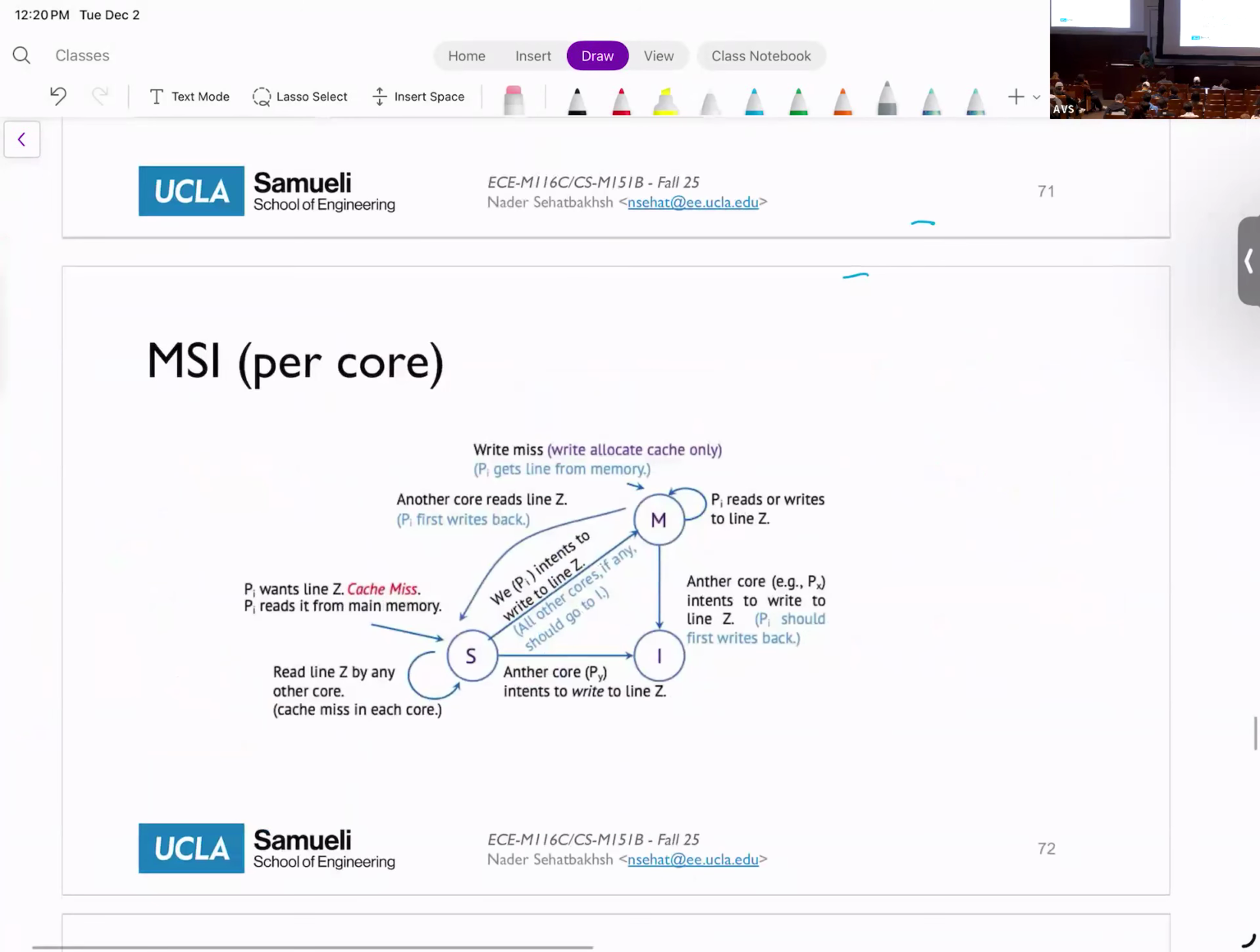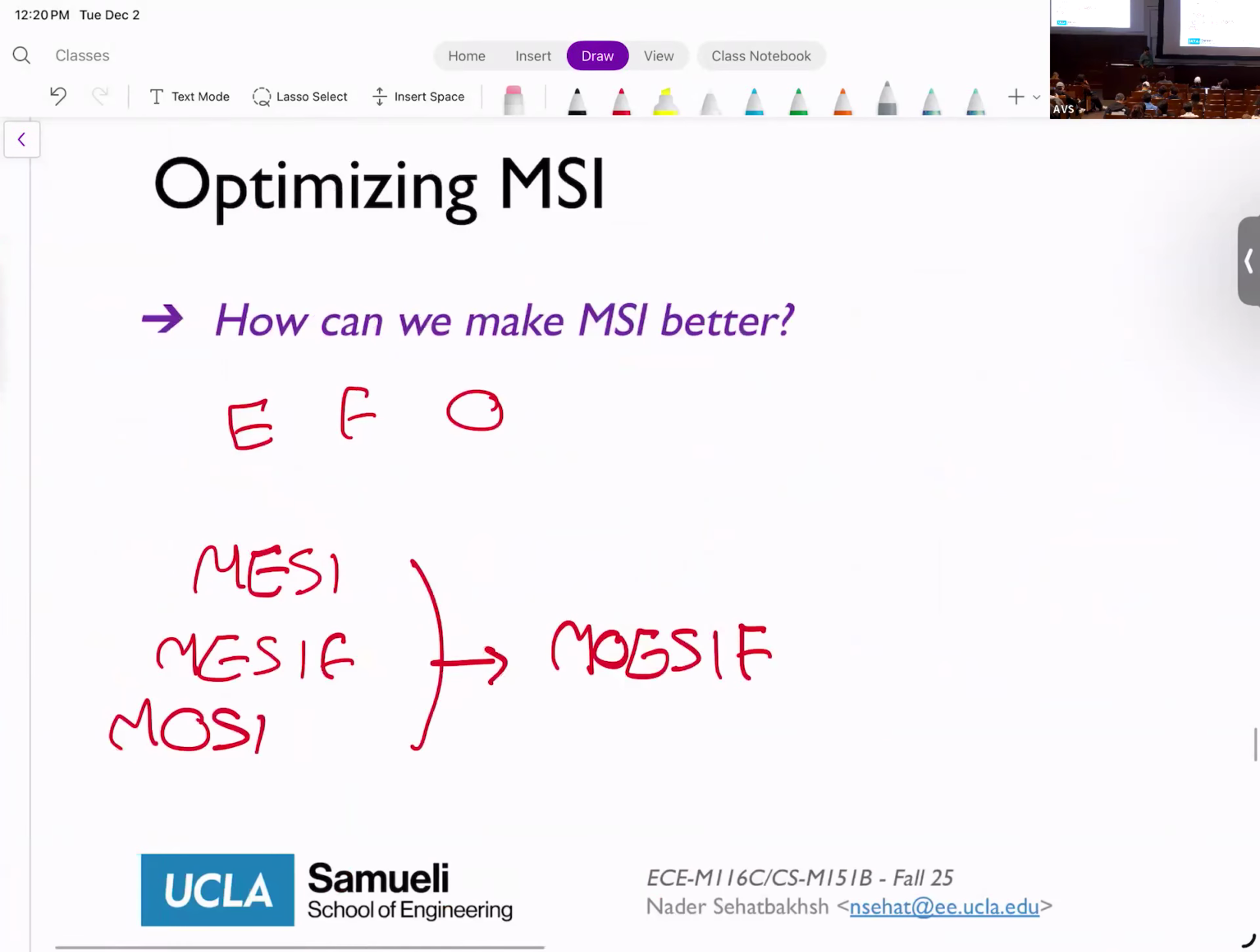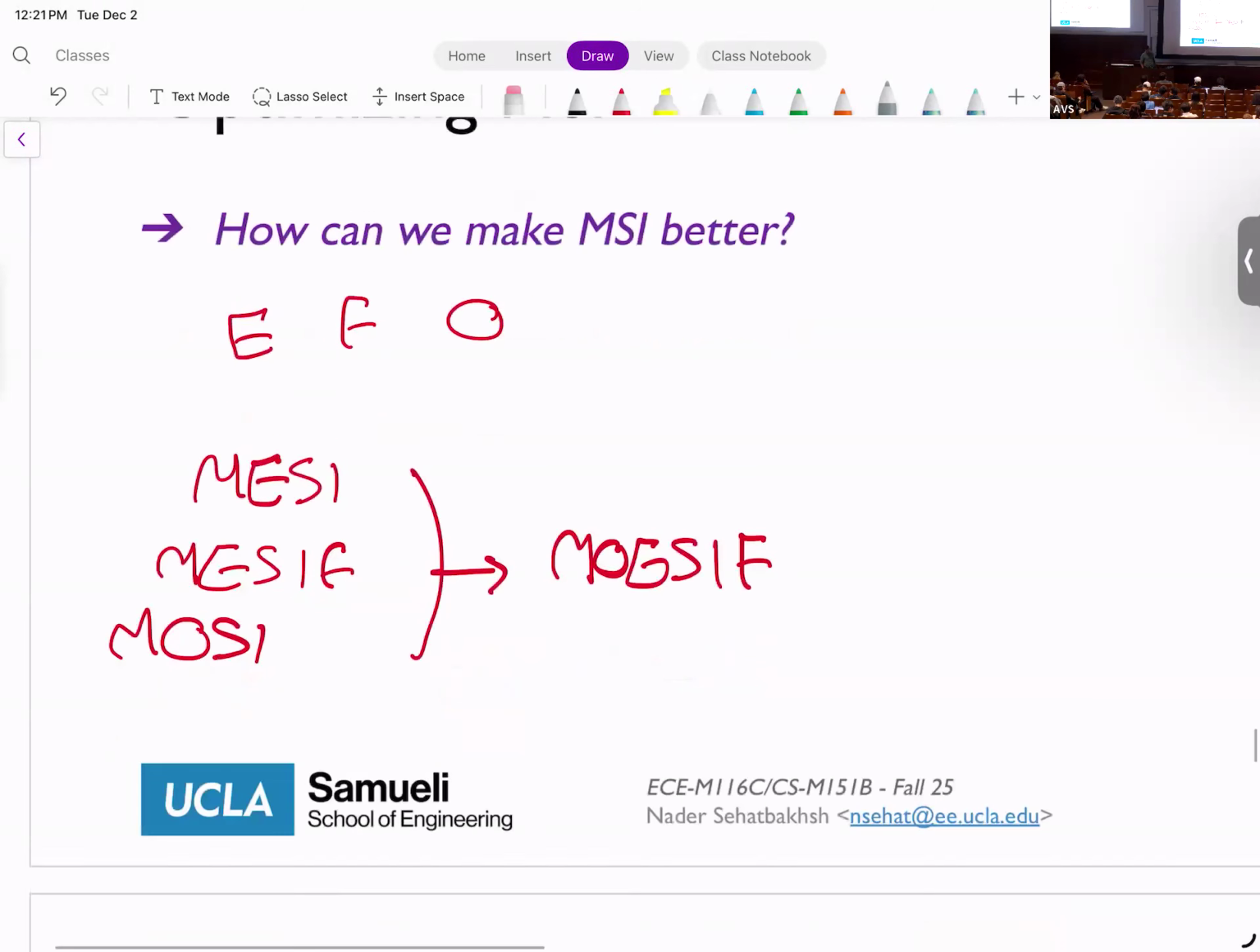Okay, this is the state machine in case you're interested. So let's talk about these other 3 states, E, F, and O. The key idea here is that we want to further optimize this MSI protocol. Many of the conventional machines just use MSI. They don't go further than that. But many modern machines use some combinations. Some of them are MESI or MOSI or MESIF, and so on and so forth.